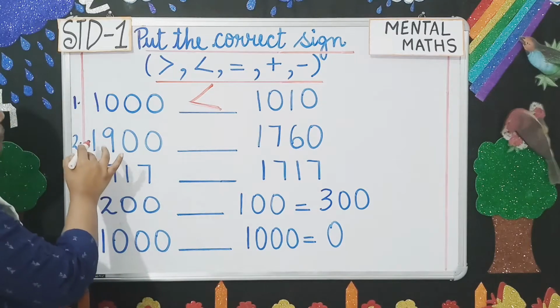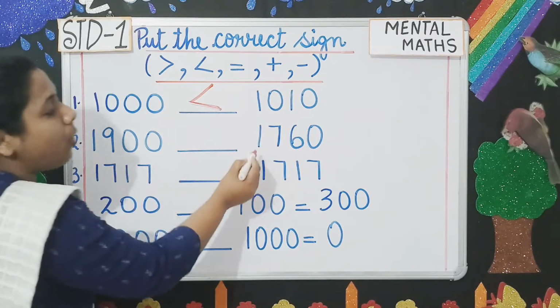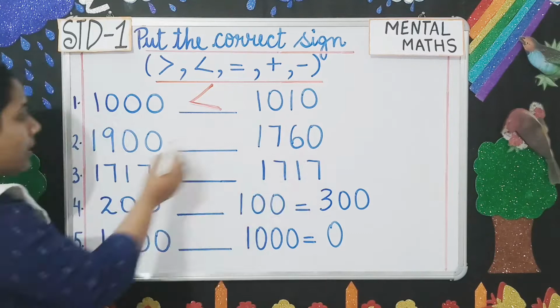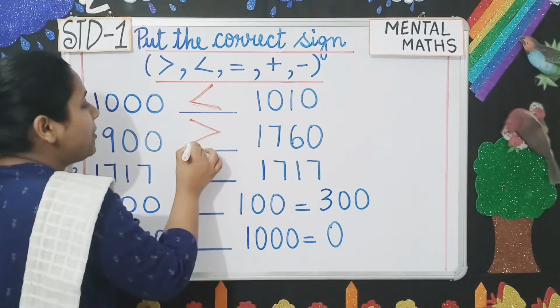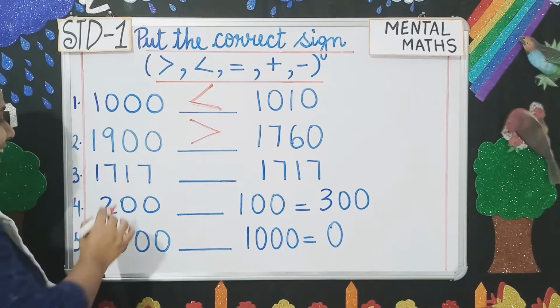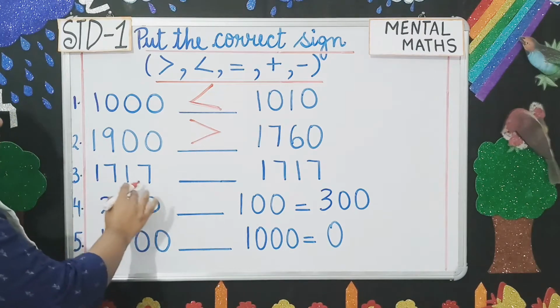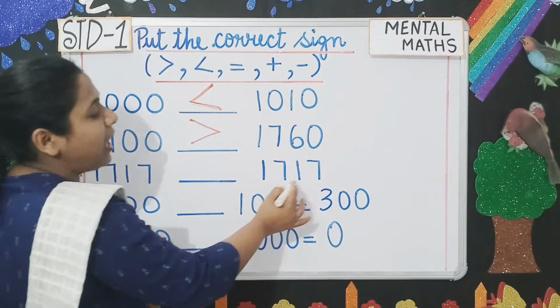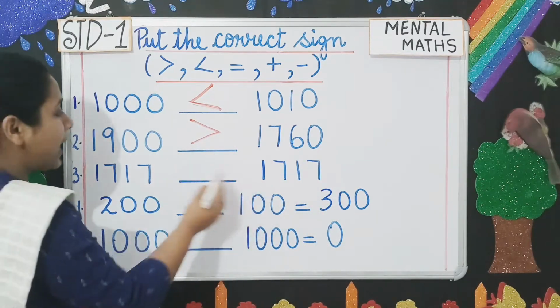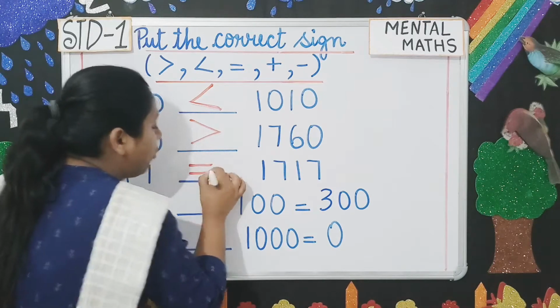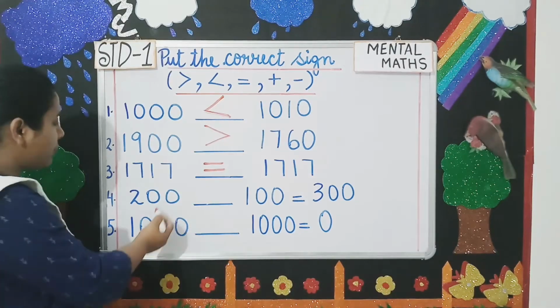Next question. 1900, 1760. Now, which is bigger, students? This is bigger. So, the mouth will open towards this number. Next, 1717, 1717. Now, these two numbers are same on both the sides. So, you will put equal to sign. Next question, students.